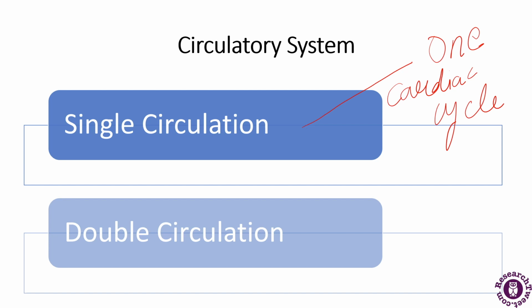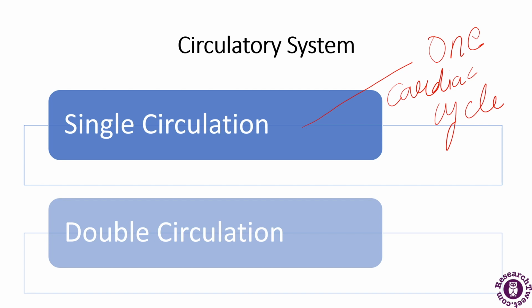Now, what is the example of single circulation? The examples include birds, fishes, and reptiles. These are some of the examples of single circulation. Now, our main focus is on double circulation, so we will be talking about double circulation in detail.